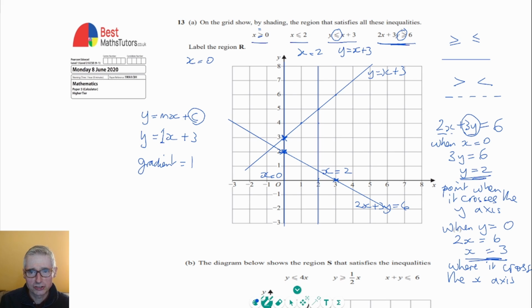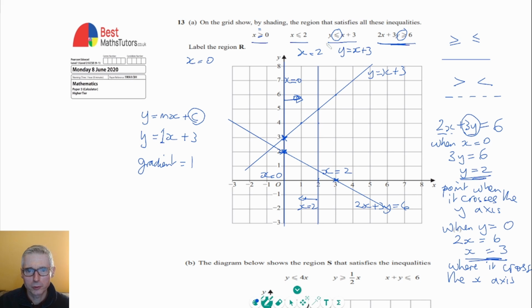So we've got to shade the region that satisfies all these inequalities. So first of all, we know that we are to the right, because we're greater than, of this line, because this line was x equals 0. So because we're greater than that, x is greater than 0, we're to the right of this line. And also, x is to the left, because it says less than, the line x equals 2. So we're to the left of this line. This was x equals 2. I know it's getting a little bit complicated, this diagram.